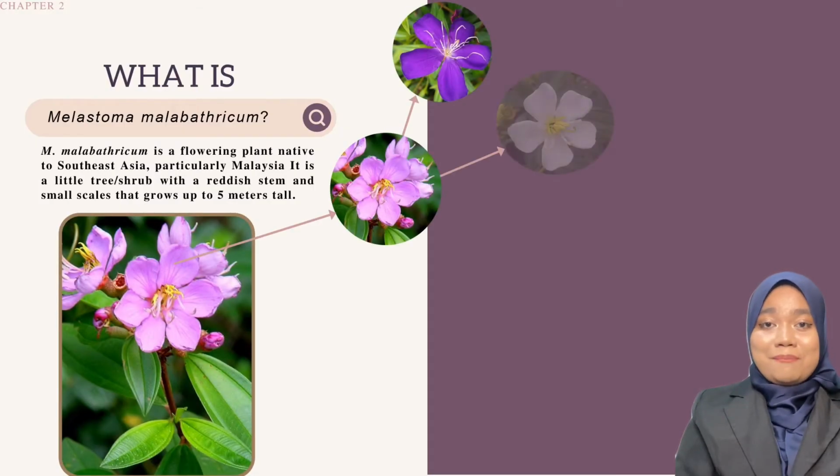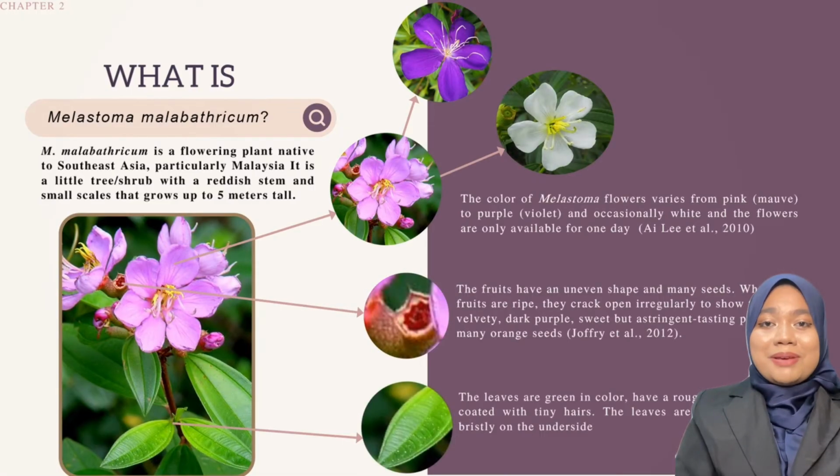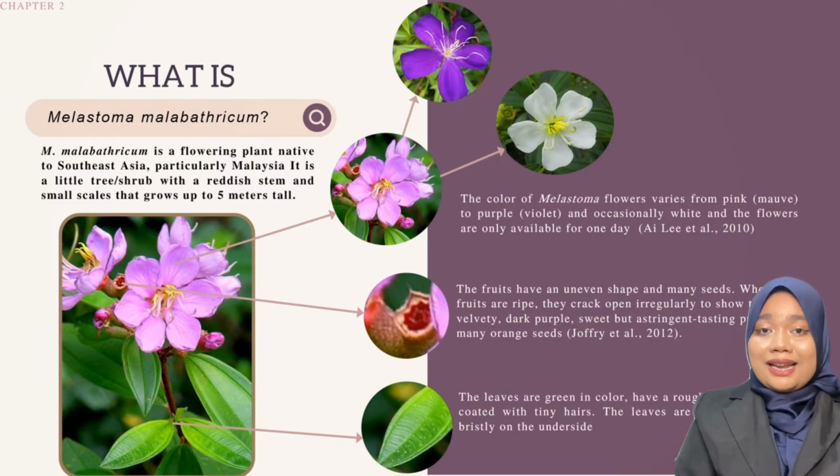What is Melastoma malabatricum? Melastoma malabatricum is a flowering plant native to Southeast Asia, particularly Malaysia. It's a little tree or shrub with a reddish stem and small scales that grows up to 5 meters tall. The color of melastoma flowers varies from pink, mauve to purple, violet, and occasionally white. And the flowers are only available for 1 day.